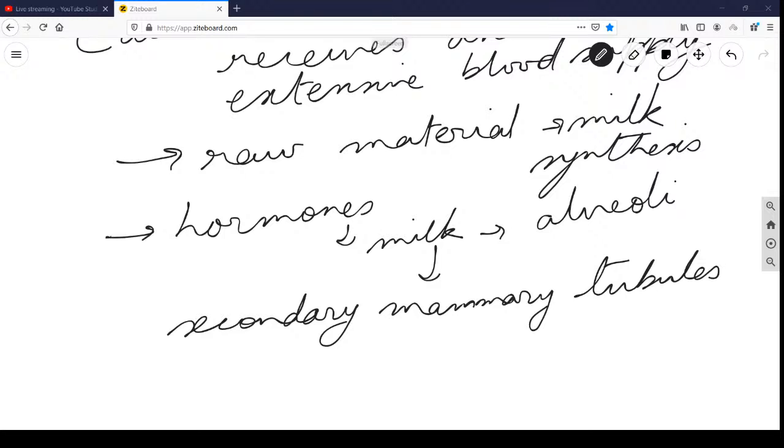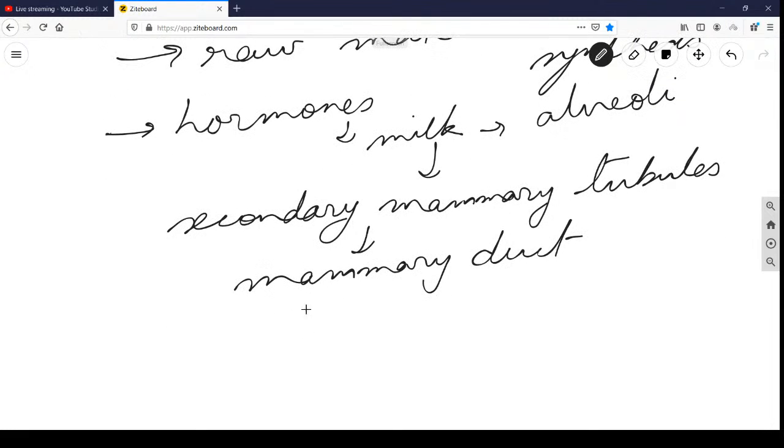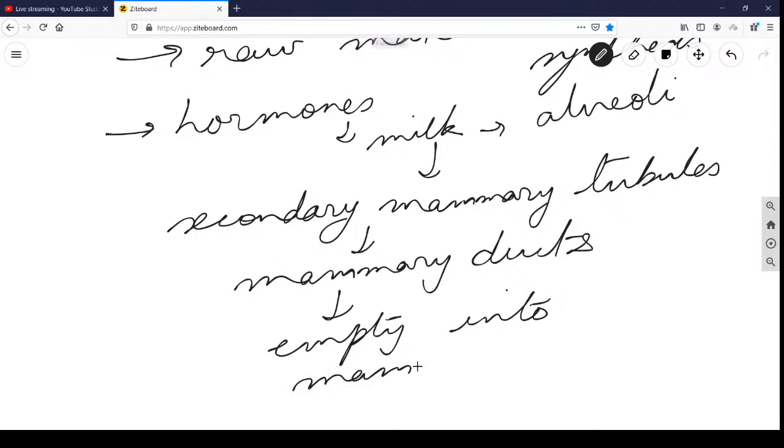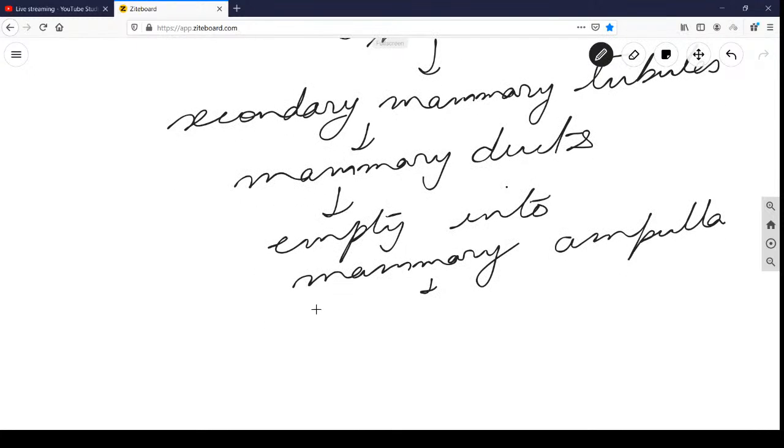So the secondary tubules emanating from each lobe join together to form a mammary duct, which in turn empties into the mammary ampulla. Here the milk storage occurs.